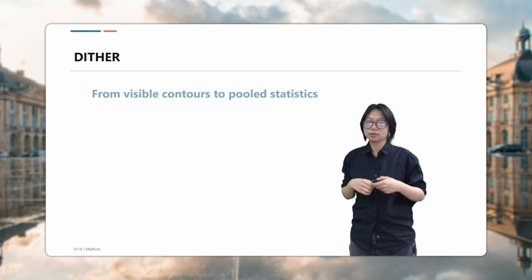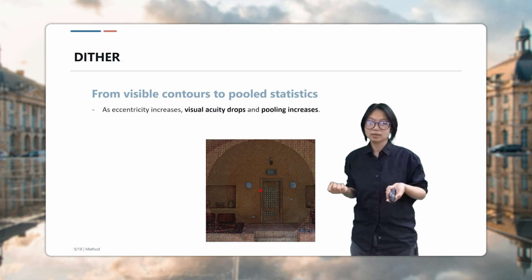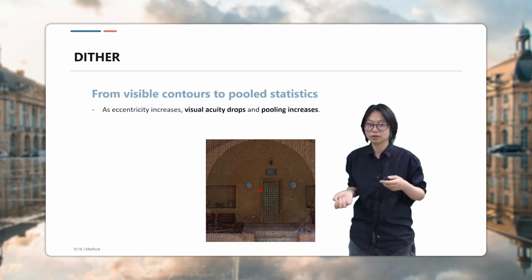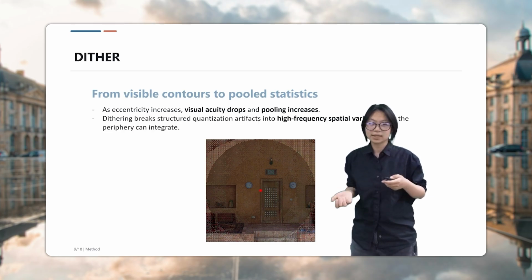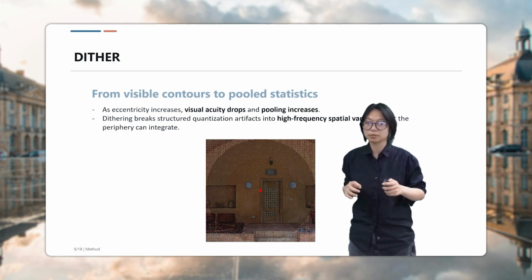The way we do this is through adding dithering at the same time when we perform quantization, and the errors will turn into high-frequency variations. And this can work because as eccentricity increases, the visual acuity drops and the pooling increases, and aggregate local statistics become more important than the exact location and content of each pixel. And dithering takes advantage of this by breaking the structured quantization artifacts, and these high-frequency artifacts would fall below the acuity limit and be pooled together in the periphery, and hence we can see them as color experience rather than seeing the pixels.